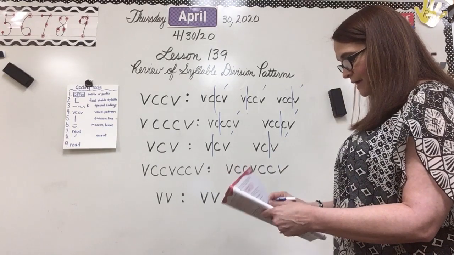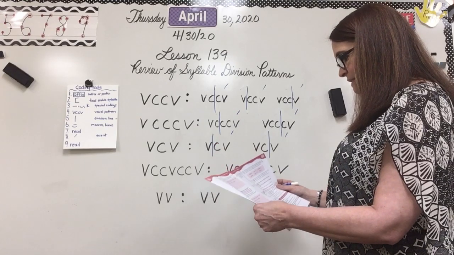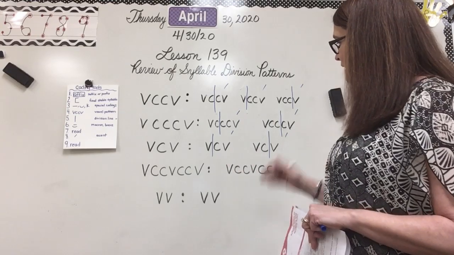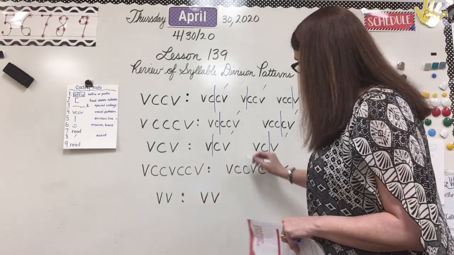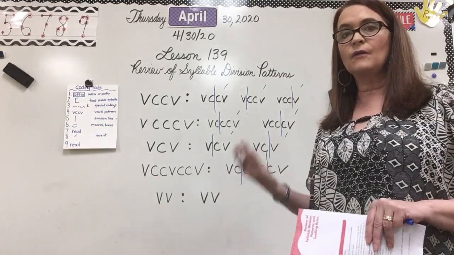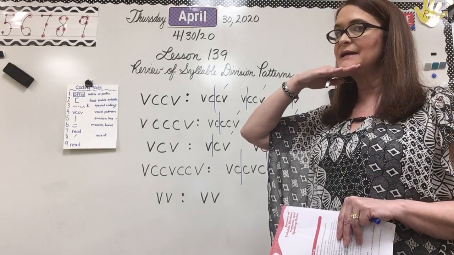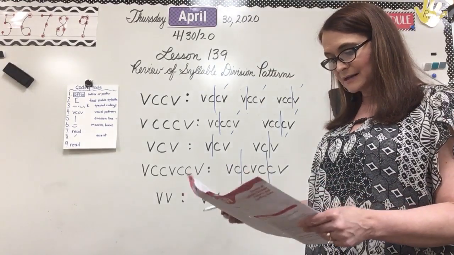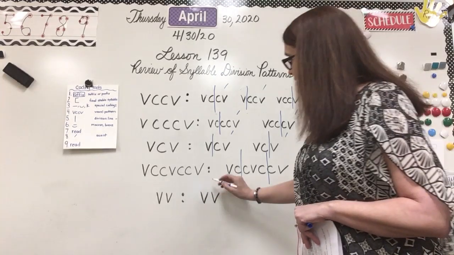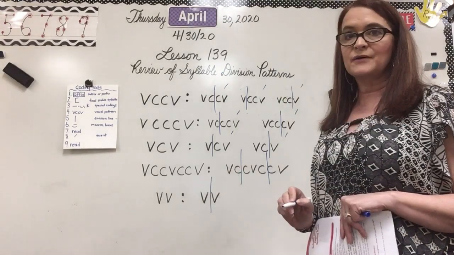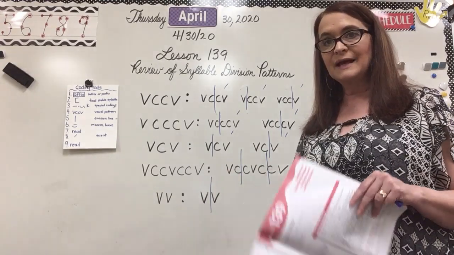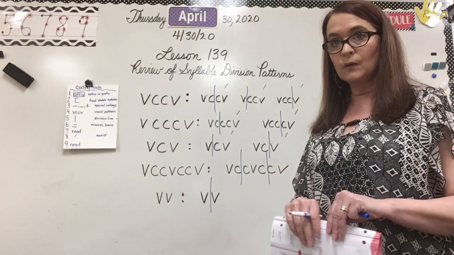And then next we have the long VCCVCCV pattern, and typically this word is always divided between the two consonants, and depending on the word you have to say it and figure out where that accent mark goes. And finally, the VV pattern, we simply divide between the two vowels, and your accent mark again could go on the first syllable or the second syllable depending on the word.